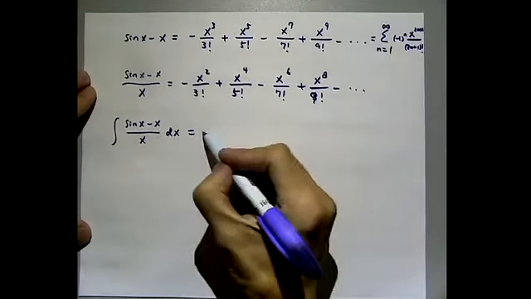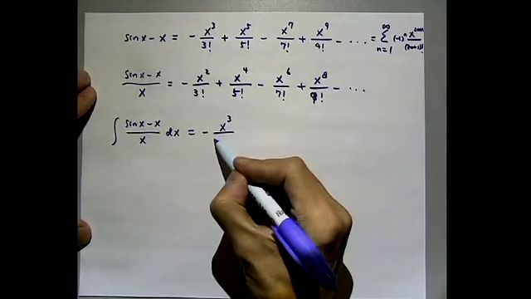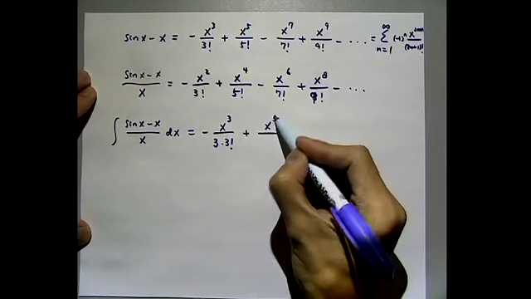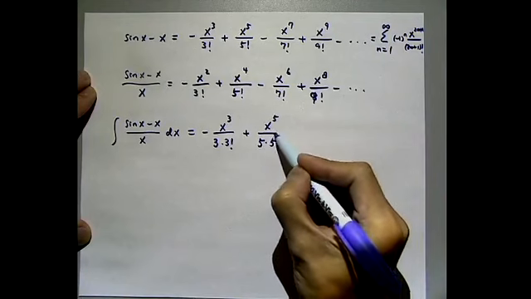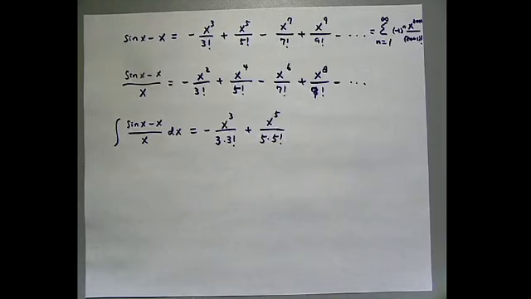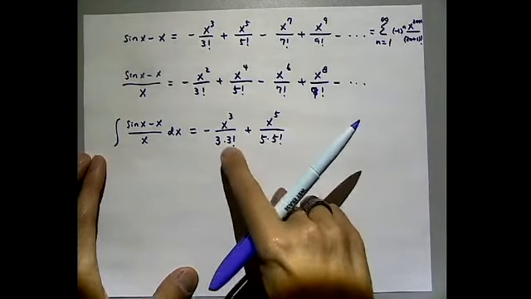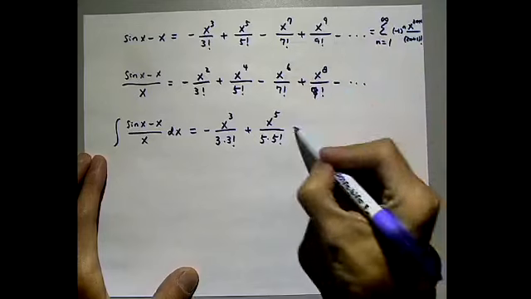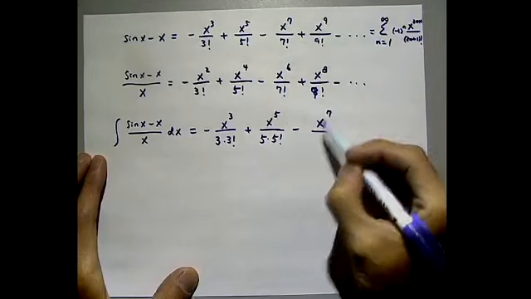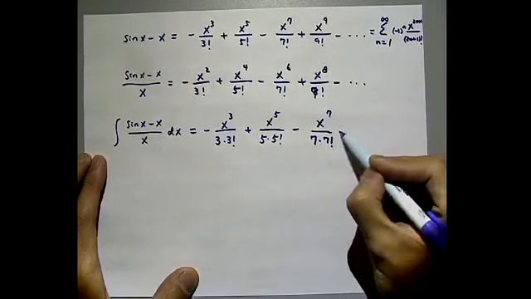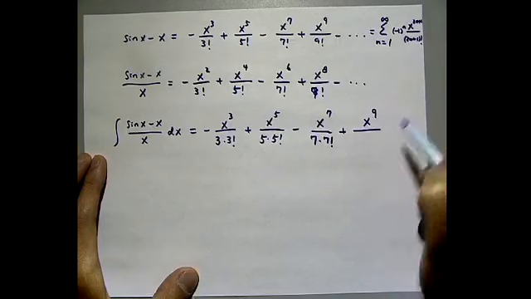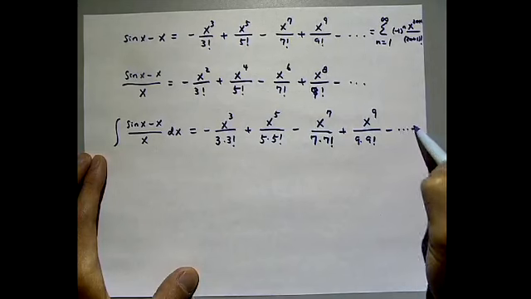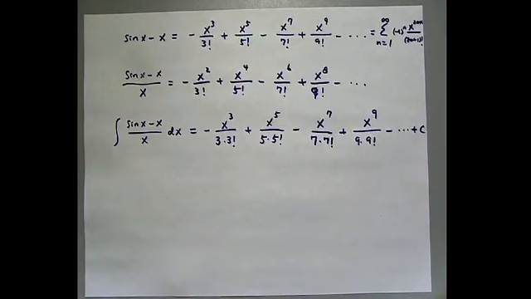All right, so let's do that. We get negative x cubed over 3 times 3 factorial plus x to the 5th over 5 times 5 factorial. And the nice thing here is the pattern is very, very clear. Power, number, number factorial. Flipping signs everywhere. So what did I do here? This guy. x to the 7 over 7 times 7 factorial plus x to the 9 over 9 times 9 factorial, negative dot, dot, dot, plus c, right? I'm integrating, so I get a plus c at the end.